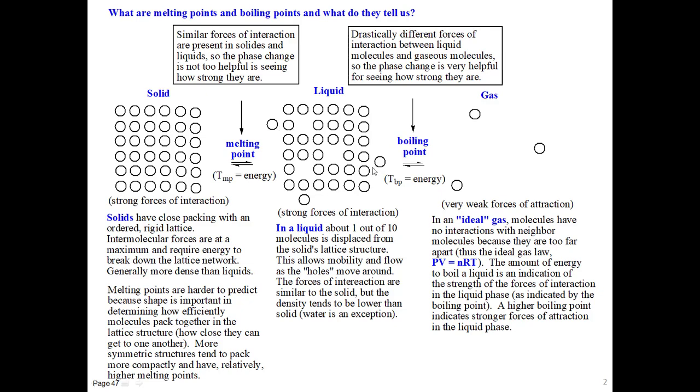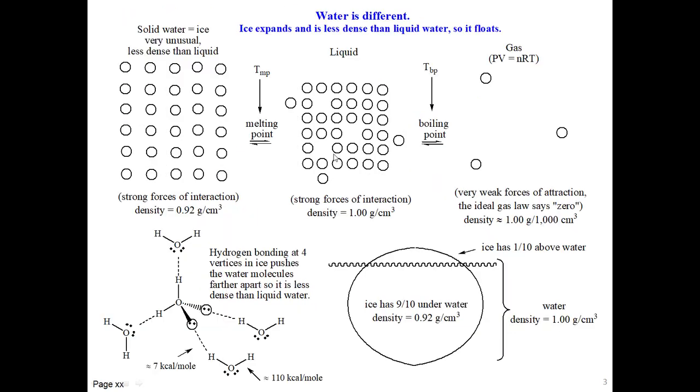But the huge jump is when we go from a liquid to the gas, because that means all of the forces of interactions between the neighbors have to be overcome so that each molecule can become independent of all the other ones. And so this is actually a very good temperature to measure the strength of interactions in the material, the liquid in this case. And that's what we'll use it for.